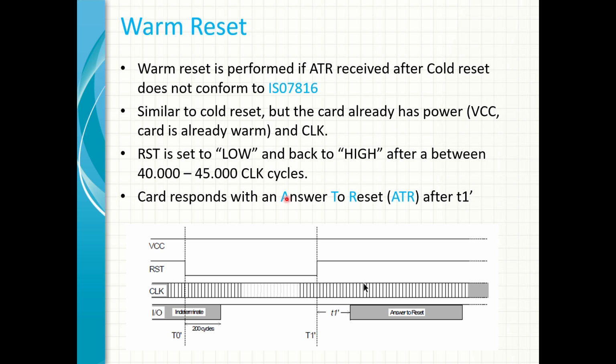Warm reset is similar to a cold reset, but the card is already warm. That means the card already had power, clock signal, and cold reset was already performed on the card. So warm reset is just the second try of a terminal to get the ATR. In that case, the reset signal is first set to low, and after about 45,000 clock cycles, the reset signal is set back to high. Thereafter, the EMV card is expected to respond with the ATR.